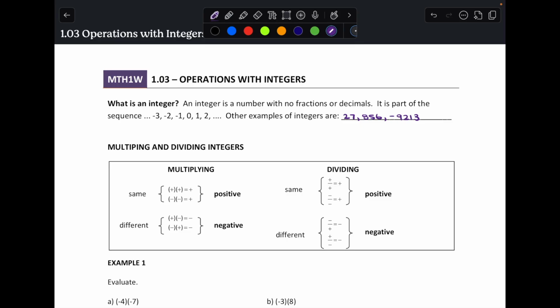And so when we look at dividing, it's the same concept. If we're dividing a positive by a positive, we're going to get a positive answer. And if we get a negative divided by a negative, we're still going to end up with a positive answer. So again, same means that we're going to get a positive answer. If it's different, so we take a negative and divide it by a positive, we're going to get a negative answer. If we get a positive divided by a negative, we're still going to get a negative answer. So if it's different, then it's going to be negative. So the rule really is same, positive, different, negative.